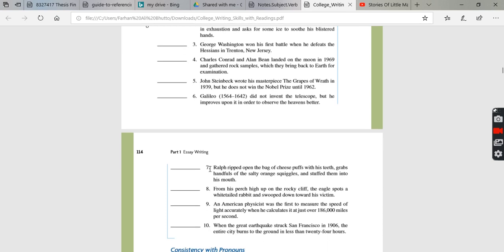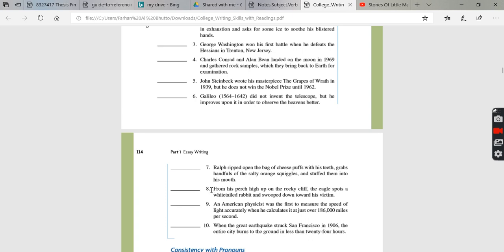Seventh sentence. Ralph ripped open the bag of cheese puffs with his teeth, grabs handfuls of the salty orange squiggles and stuffed them into his mouth. Now see the verbs here. Ripped open, past. Grabs, present. Stuffed, again past. So we have to have all the verbs in past. The correct sentence would be: Ralph ripped open the bag of cheese puffs with his teeth, grabbed handfuls of the salty orange squiggles, and stuffed them into his mouth.